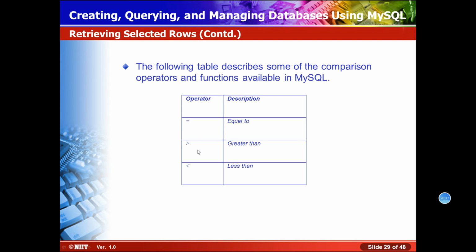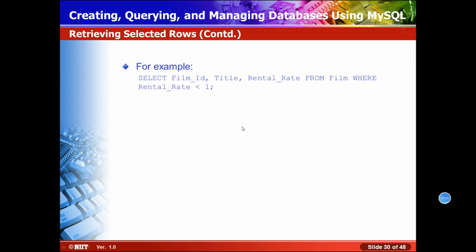And you can see operators like equal to, greater than, less than. So these are some examples of comparison operators. Let's take an example here. For example, select film ID, title, rental rate from which table? Film table, where rental rate is less than 1. Let's run this query and check out the result.